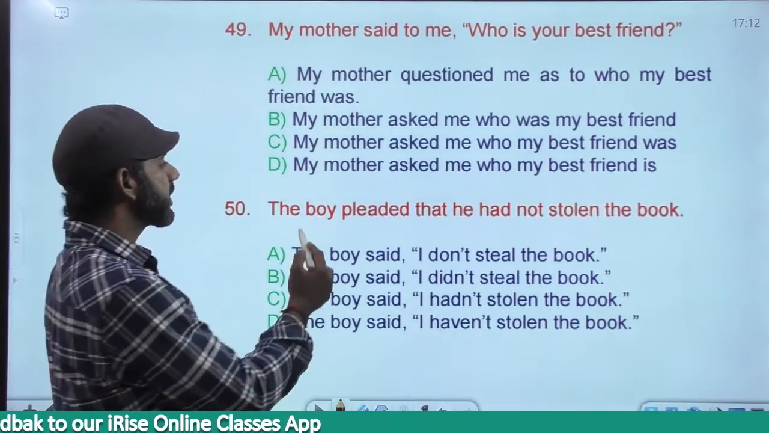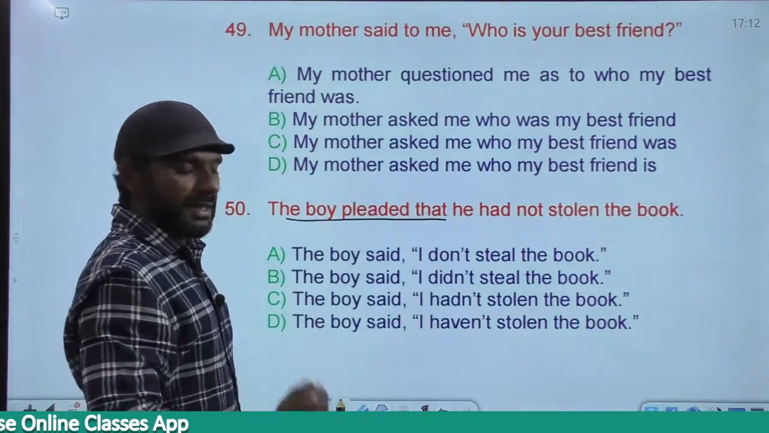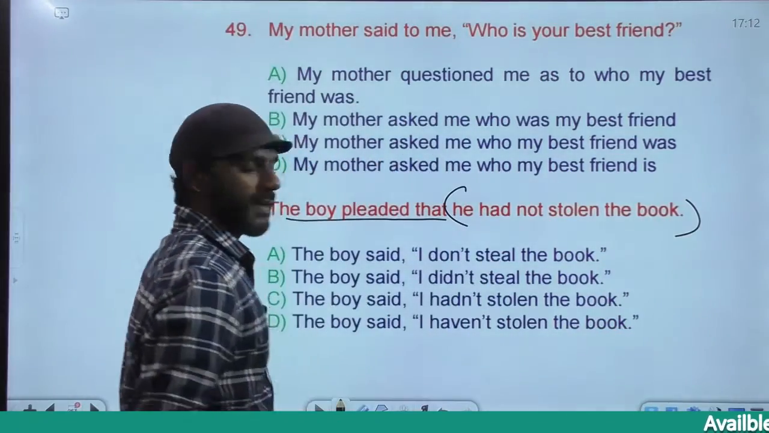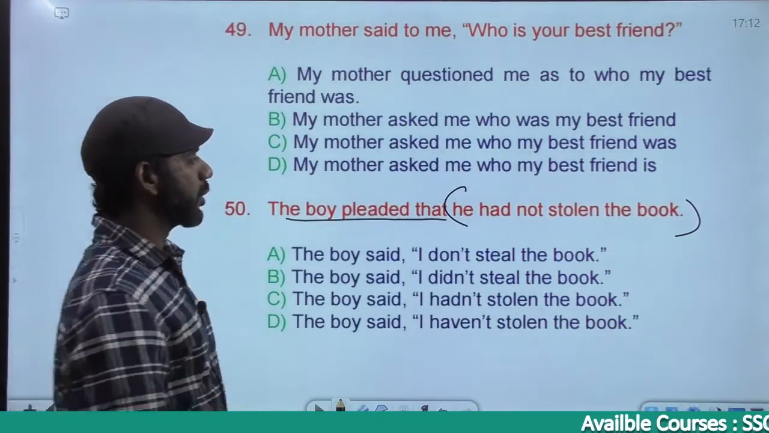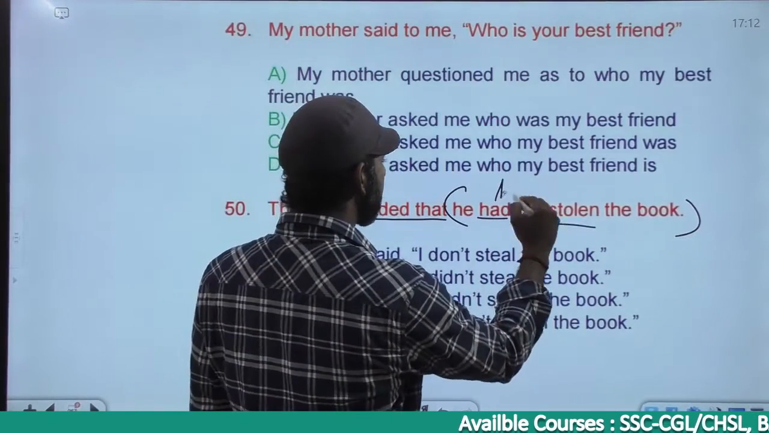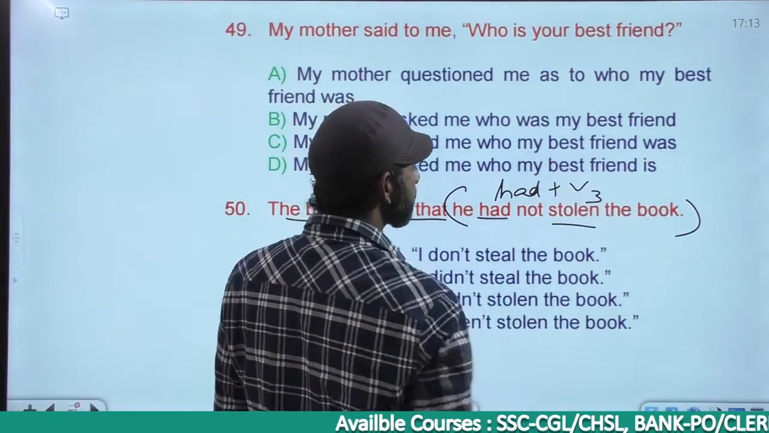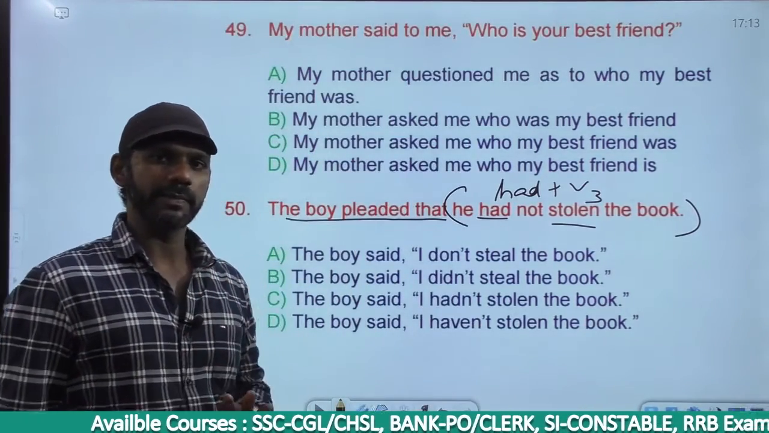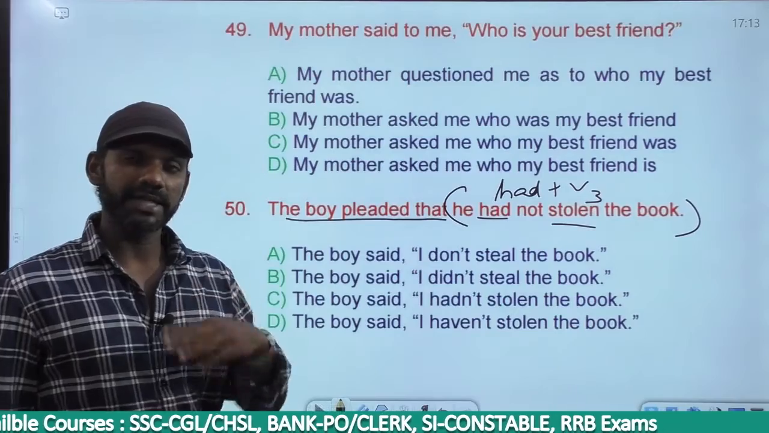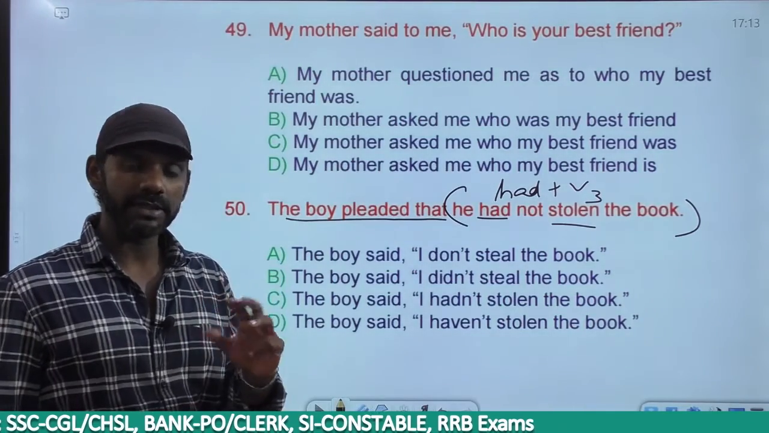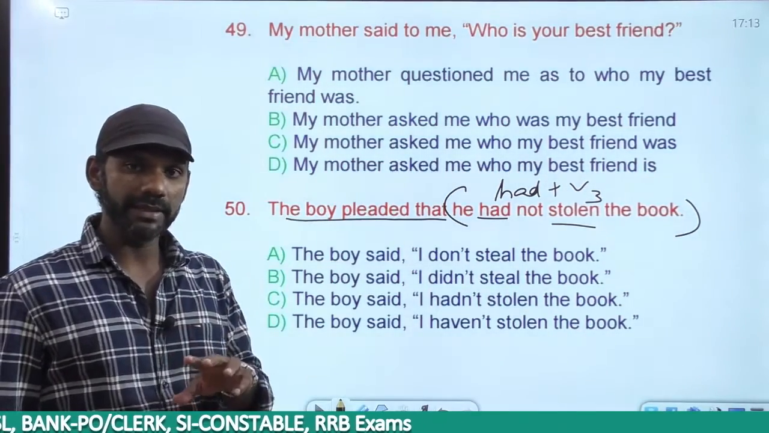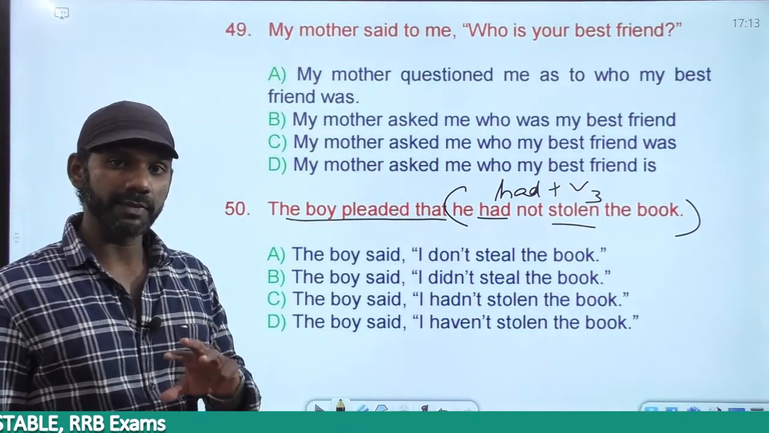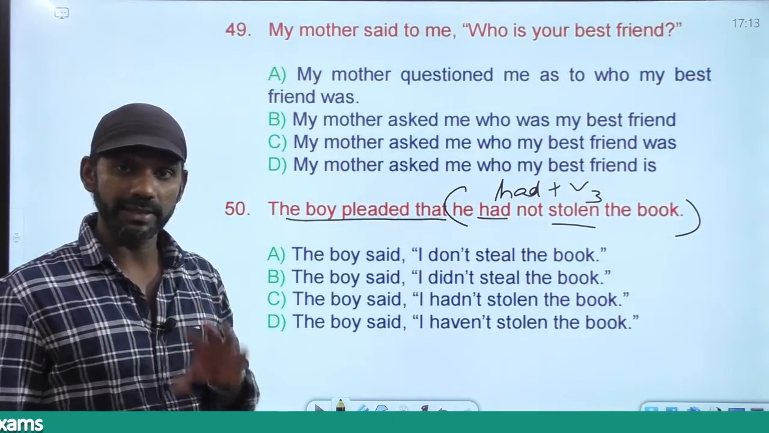The boy pleaded, that is a reporting verb, leave it. The sentence here is he had not stolen the book. Had stolen is had plus V3, past perfect. It is indirect to direct. I give you a similar example. Indirect to direct, past perfect can become present perfect, simple past, or can remain the same.